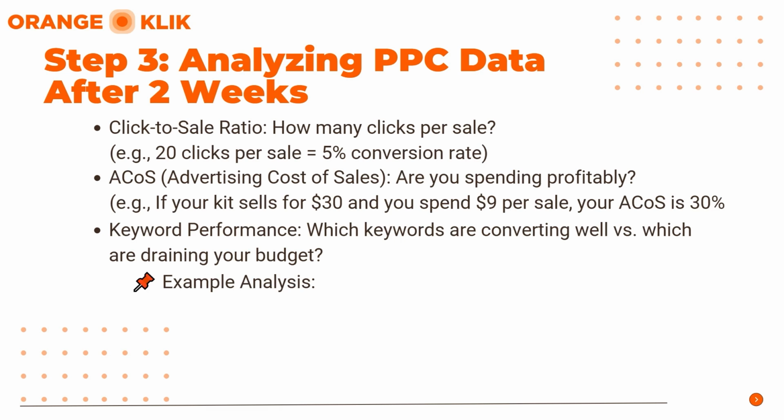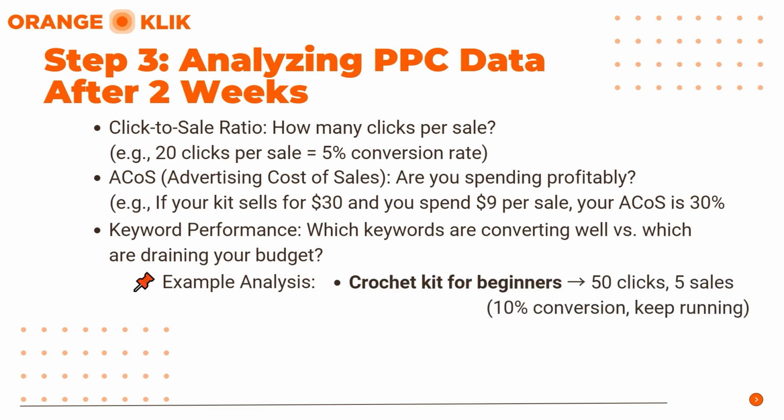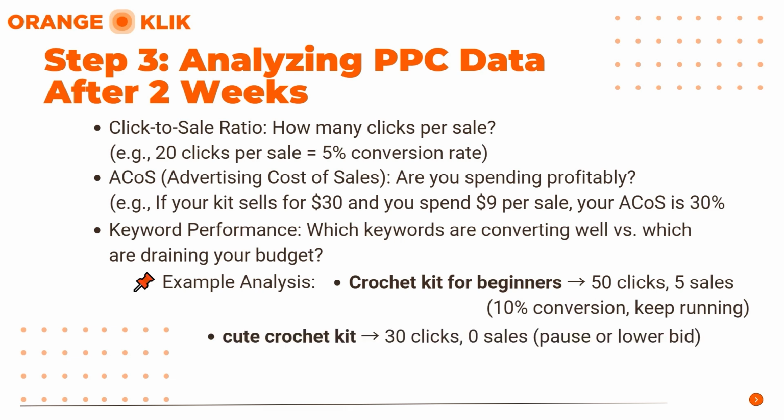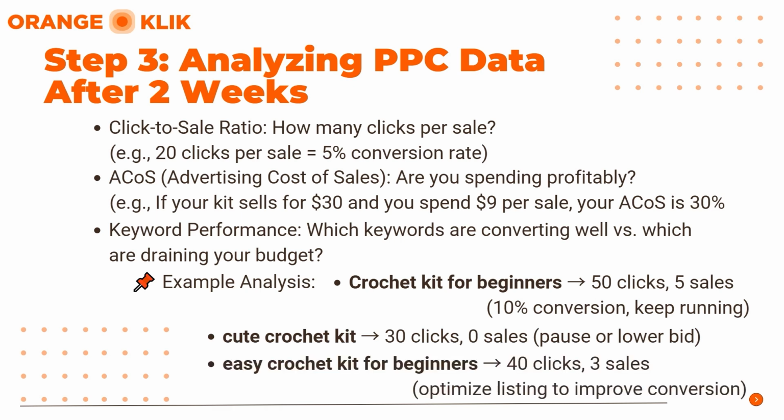An example analysis could be crochet kit for beginners. It could have 50 clicks and 5 sales, which is 10% conversion. So you will keep running this keyword in the PPC campaign. Another example is cute crochet kit. If it has 30 clicks but no sales, you can either pause or lower the bid for this keyword. Another is easy crochet kit for beginners. If it has 40 clicks but only 3 sales, you can optimize listings to improve conversion.